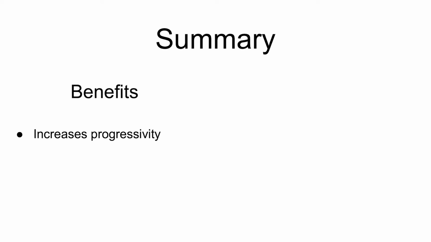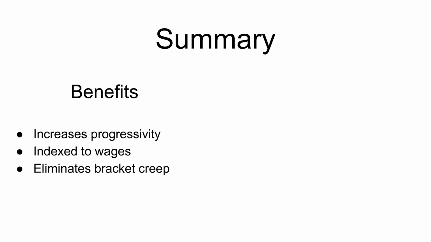So in summary, the tax curve has some major benefits over our current system. It increases progressivity, which means it benefits middle income earners the most. It's indexed, which means it won't need to be adjusted in future as wages go up. And more importantly, it permanently eliminates bracket creep.